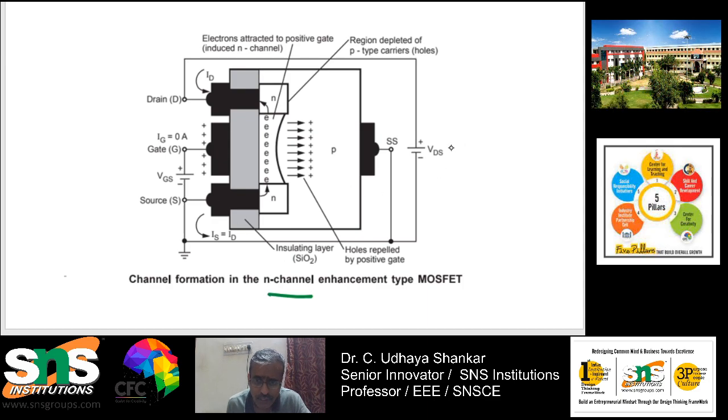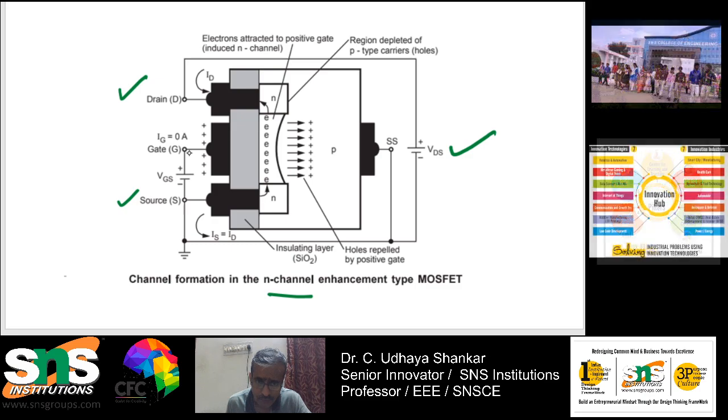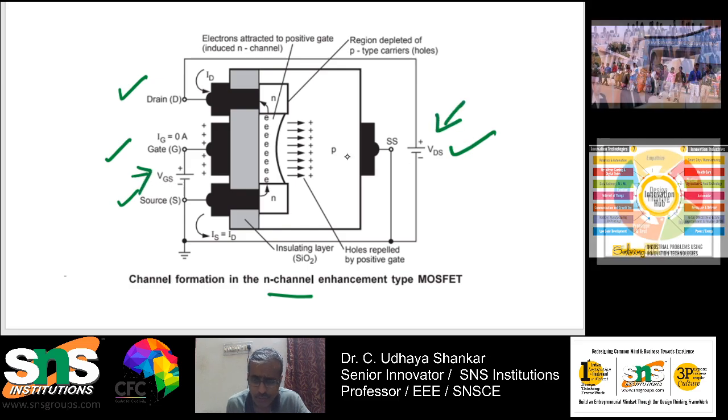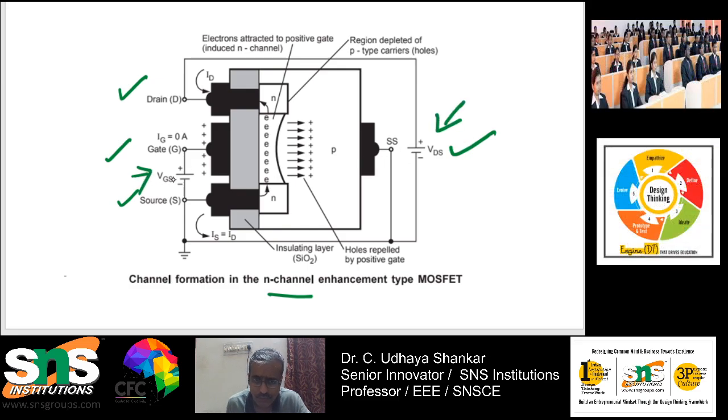One is called the VDS, which is between the drain and source. Here the drain is there and here the source is there. Between drain and source I have to give it. This center thing is called the gate, and this is the gate to source voltage and this is the drain to source voltage. So two different voltage sources are given. One is between the gate and source, the other one is between the drain and source. This is how this particular MOSFET will be working.